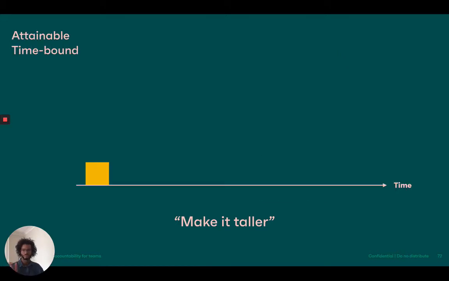The next bit is to make it attainable and time-bound. It's important to not ask your team to do things that are impossible. And it's important for your teams to understand how much time they have to achieve the goal that you're giving them. So when you say make it taller, do we make it taller in a short amount of time?